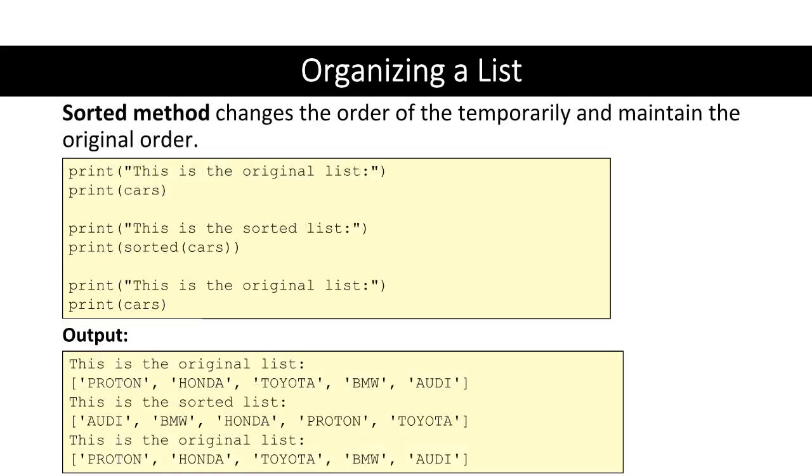The sorted function allows us to sort a list temporarily. This means the original list remains unchanged, giving us flexibility in data handling. In this case, sorted(cars) creates a new sorted list, but the original list remains unchanged. So, the first print shows the original list, the second print shows the sorted list, and the third print confirms the original list is still the same.